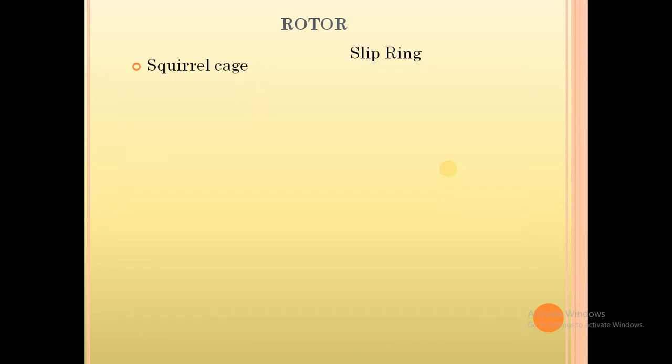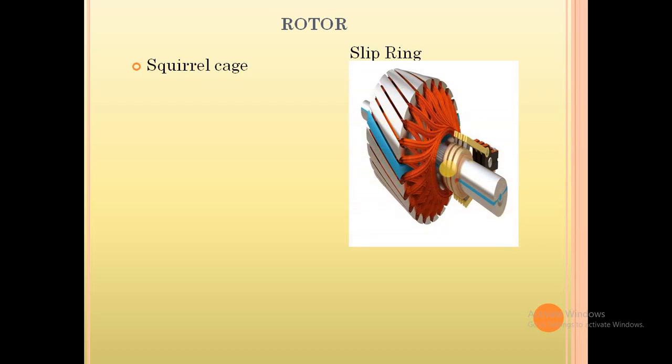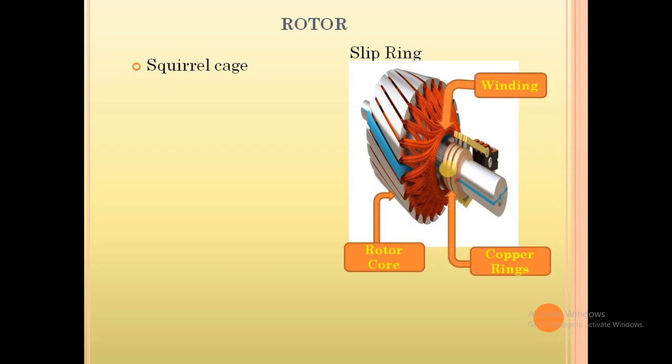Now the rotor. The rotor has 2 types, squirrel cage and slip ring. First we'll see the slip ring induction motor. There are rotor core, windings, copper rings, brushes and the shaft.